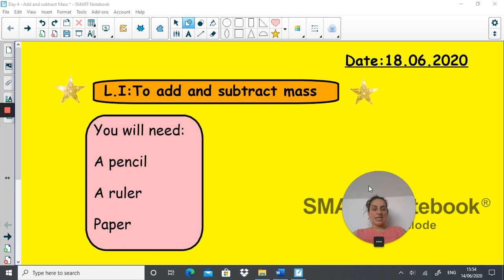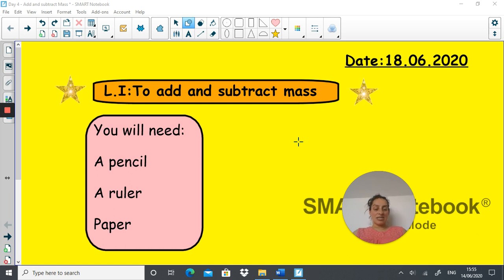So today's date is the 18th of June 2020. It's a Thursday. The LI is to add and subtract mass, and you need a pencil, a ruler, and a paper. You pretty much need the same things every lesson, so just make sure you have them ready at the beginning of the lesson so that we can get started as soon as possible.